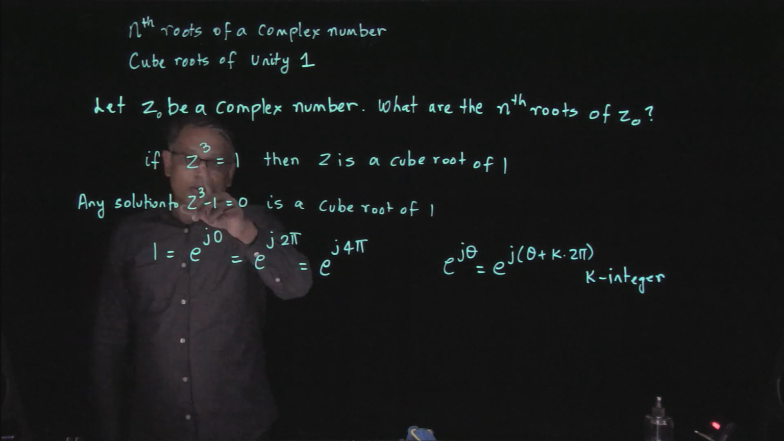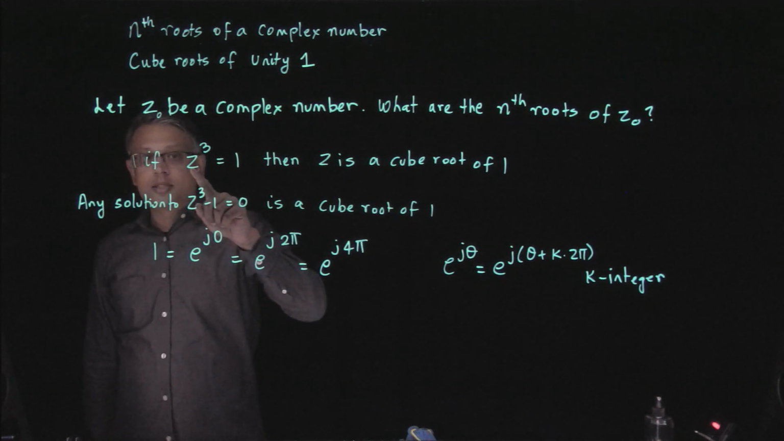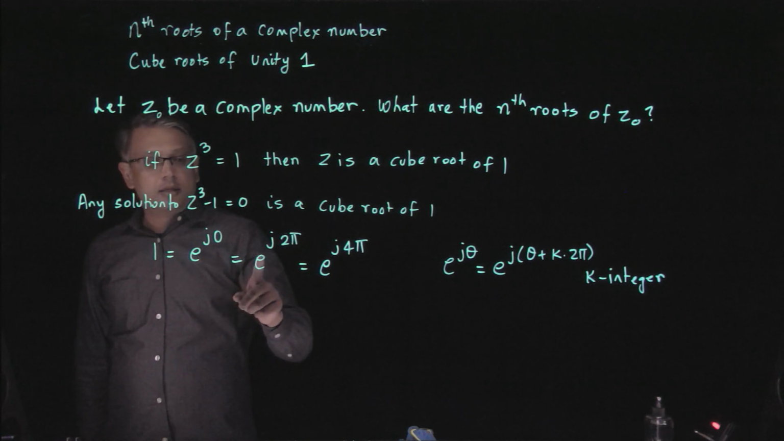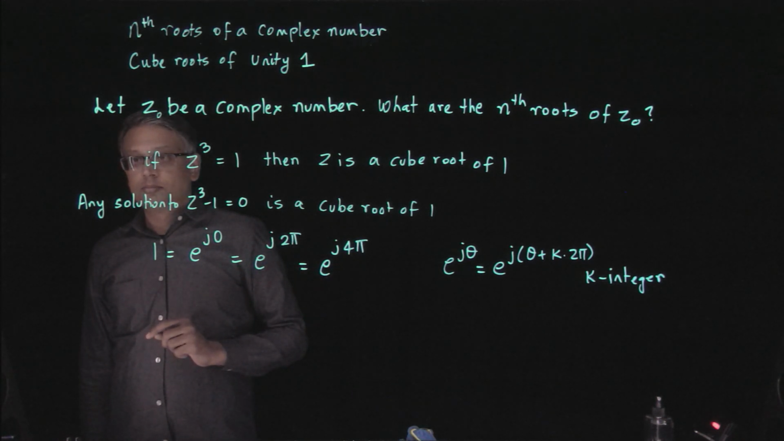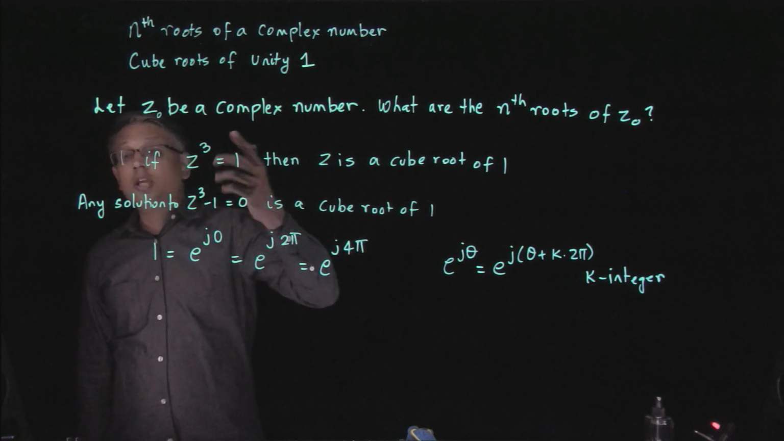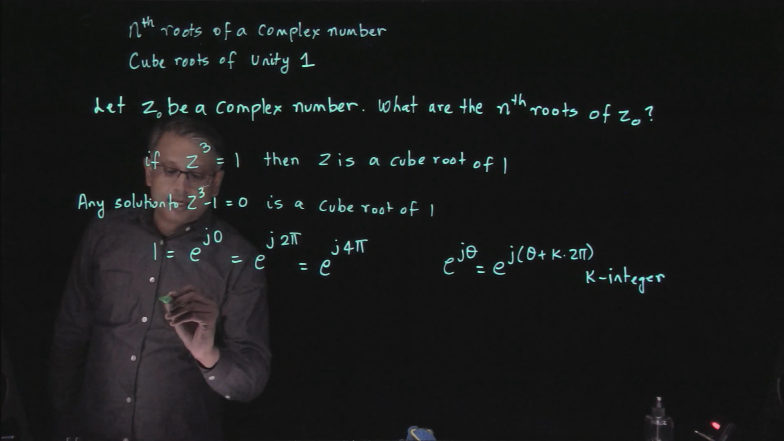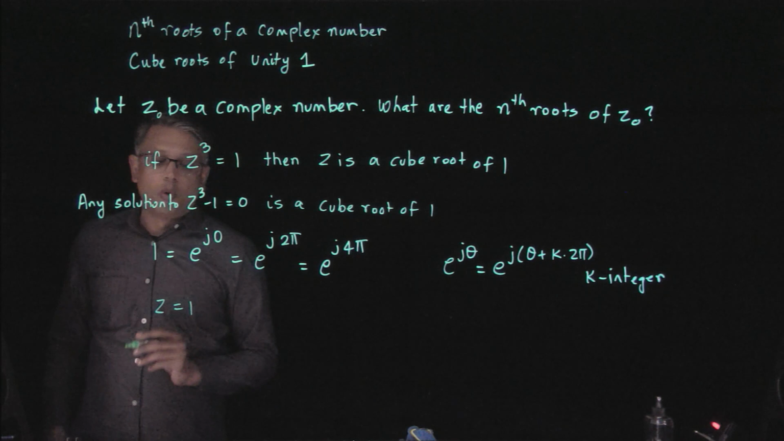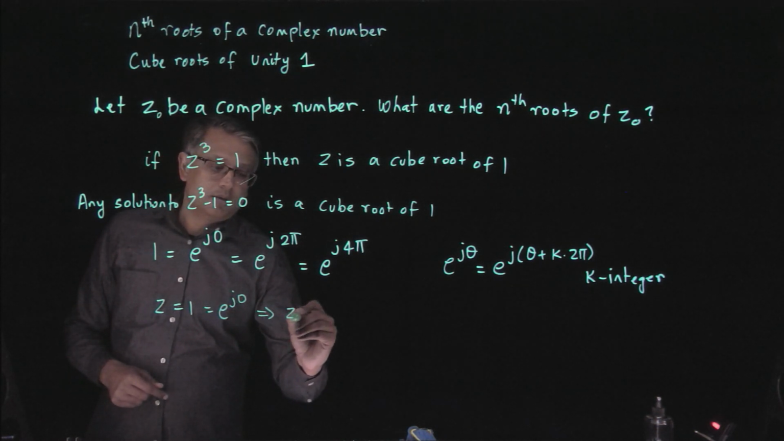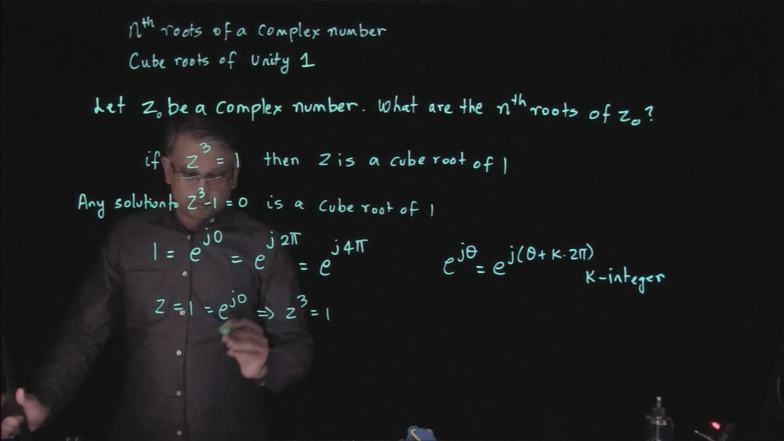So now what we are really looking for is a complex number z, such that if I raise z to the 3rd power, I should get either this, this, or this. Right? If I get any one of these 3, then we know that all of them are 1, so z cubed must be equal to 1. And you can see that if I set my z to be 1, which is e to the j0, then indeed z cubed is equal to 1. But that's not a very interesting answer, but we'll keep that.